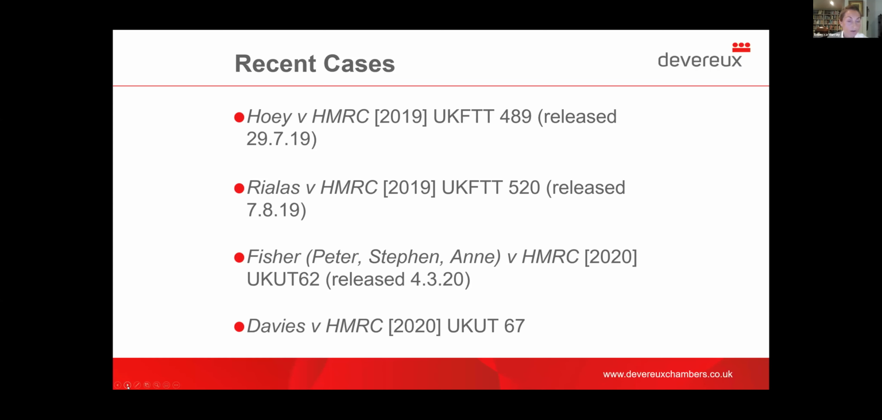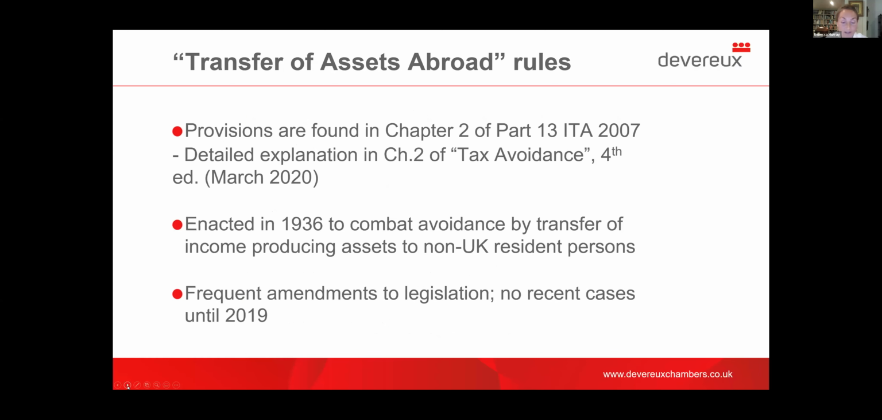So the rules themselves are found in the Income Tax Act 2007, Part 13, Chapter 2. I'll call them the TAR rules for short, but that is not to be confused with a targeted anti-avoidance rule, which is something else entirely. And despite the rewrite, they are still very difficult to construe. The basic purpose of the rules is fairly easy to grasp.